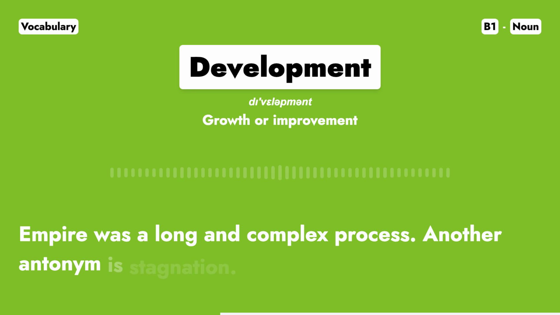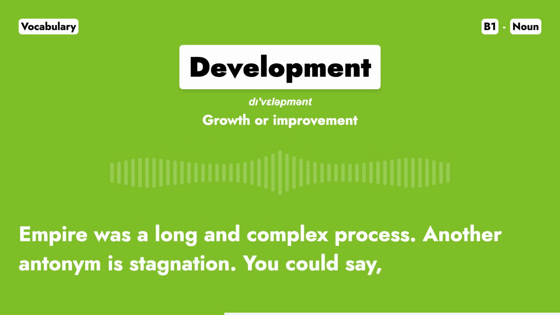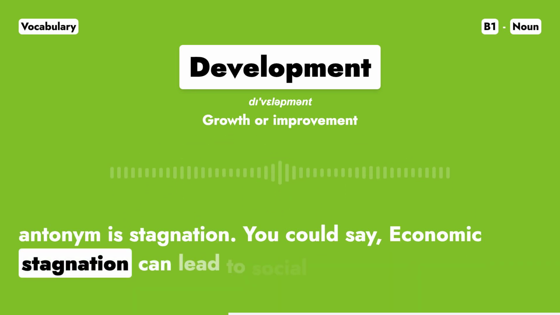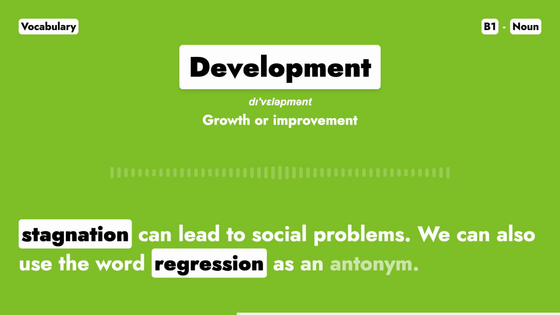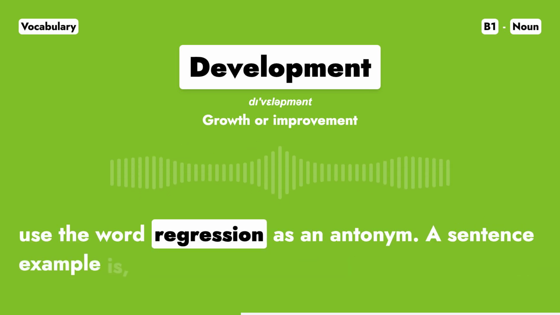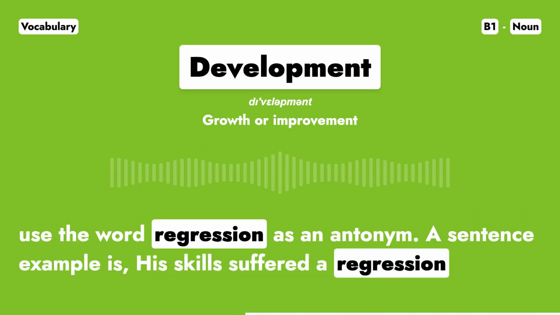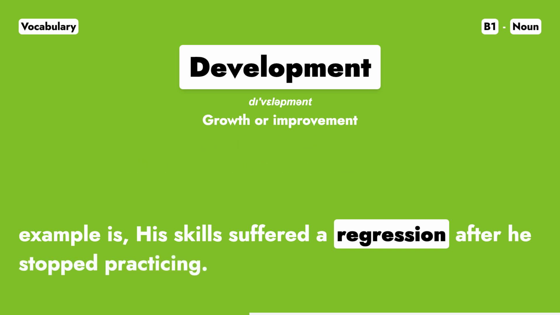Another antonym is stagnation. You could say, economic stagnation can lead to social problems. We can also use the word regression as an antonym. A sentence example is, his skills suffered a regression after he stopped practicing.